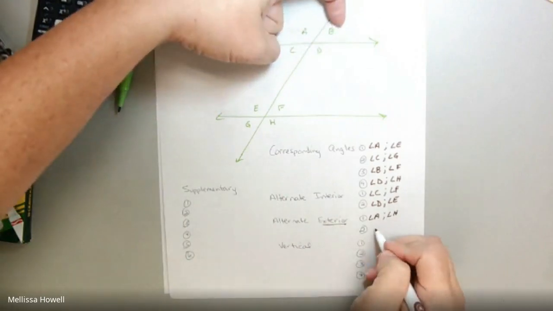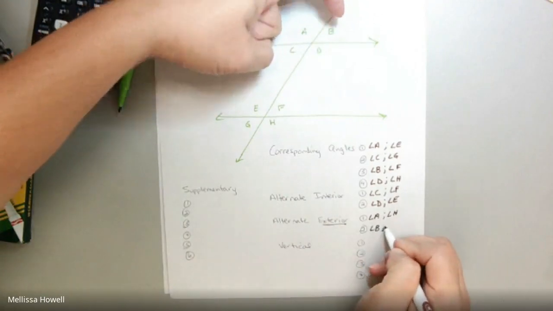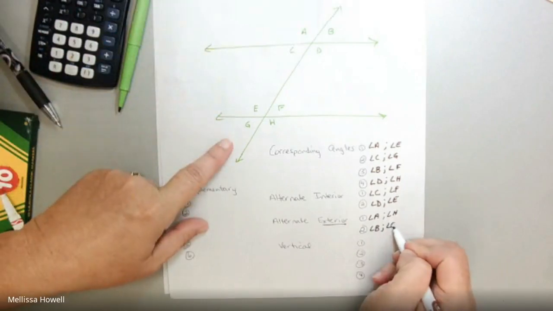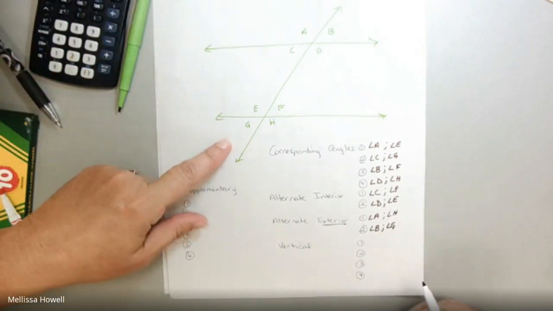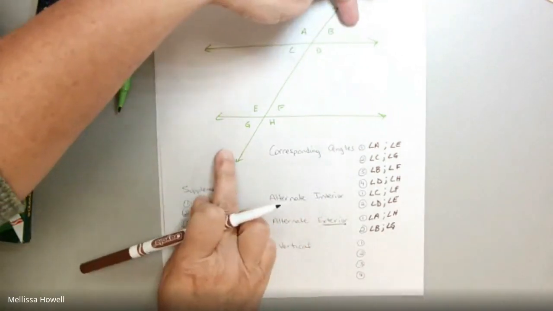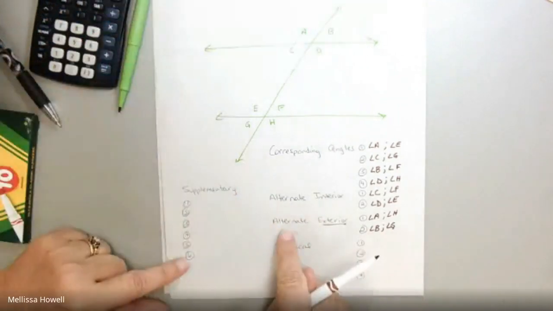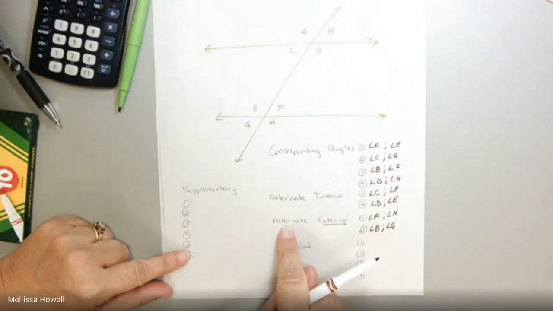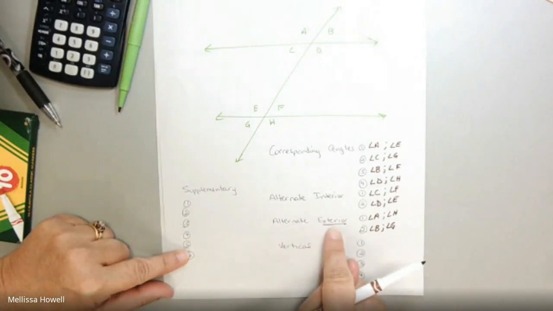We have angle B and angle G. They're both acute. They're on the outside of the parallel on opposite sides of the transversal. Alternate, which means opposite. Exterior, which means outside.